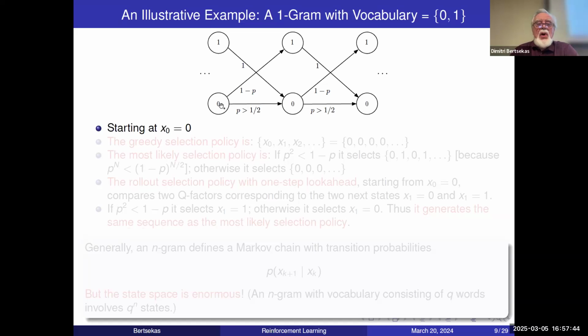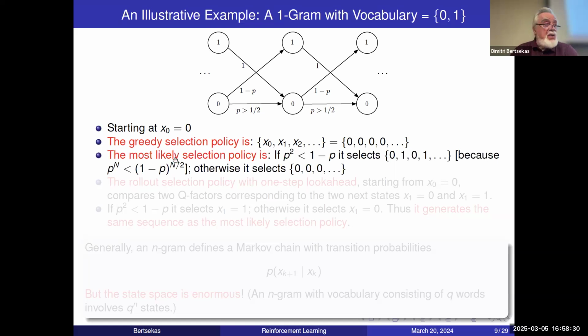Okay, so this is the problem. And the next word probabilities of the n-gram are as shown here. If you have a 1, then the next window is going to be 0. Next state is going to be 0. If you are at 0, there's probability p to go to 0, or probability 1 minus p to go to 1. So what is the greedy policy? Assuming that p is greater than 1/2, if you are here, the greedy policy chooses the most likely next word, which is 0, right? So the greedy selection policy starting from here goes here, and then goes here, and goes here, and produces a sequence of zeros.